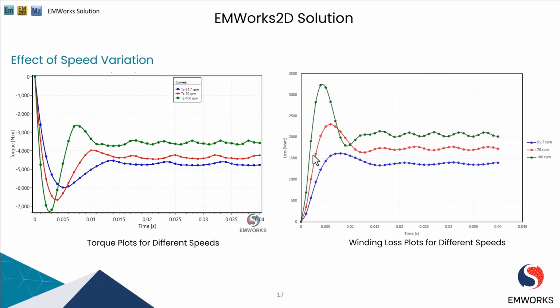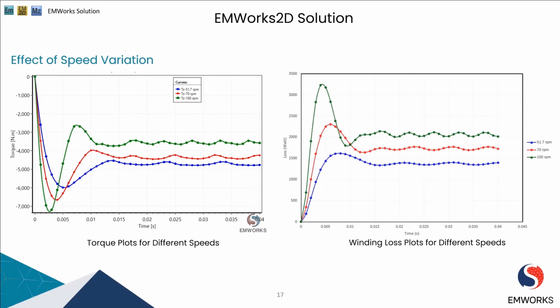Next, we will look at the different series of experiments that we conducted. We varied the speed from 51.7 rpm to 70 rpm and next 100 rpm. And for this effect of speed variation, we'll be focusing on the results of torque plots and the winding loss plots, and we'll shed light on how the speed alterations affect these critical parameters.